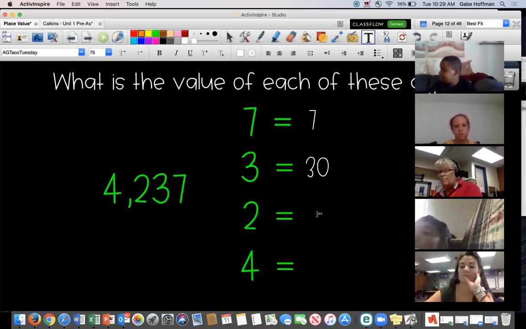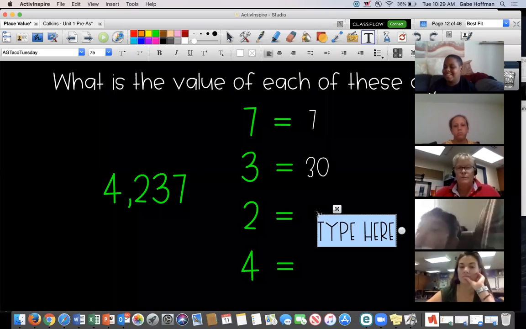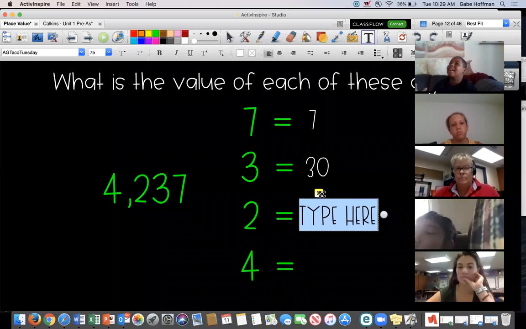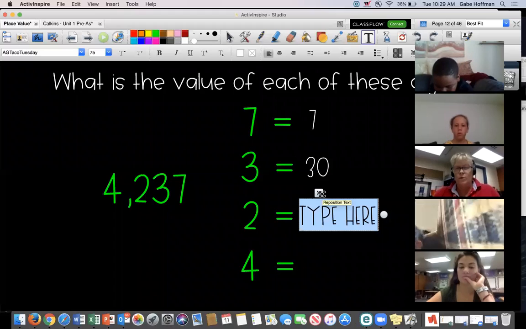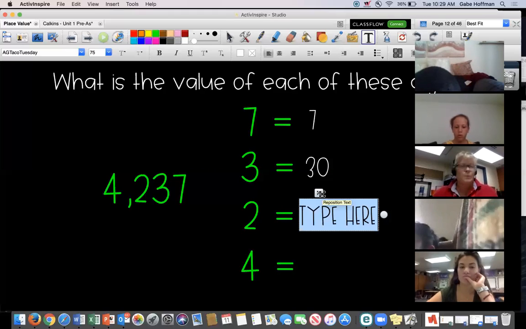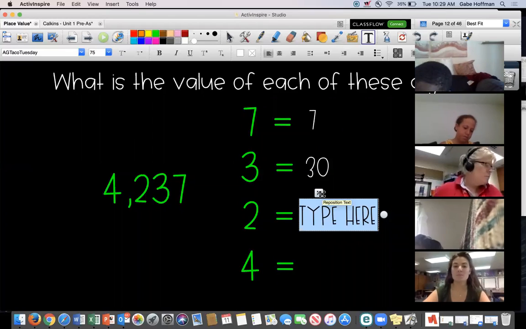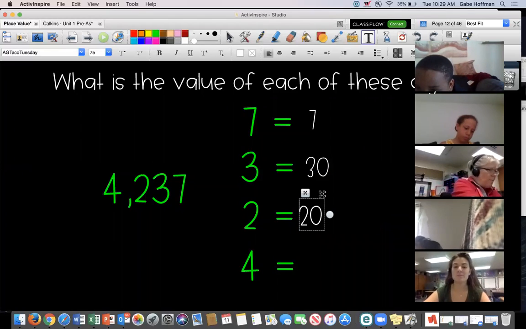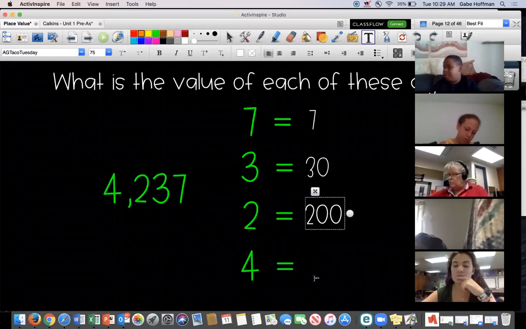The 2 is in the hundreds place. All right, and so what's the value of the 2? The value of the 2 is 100. It's hundreds, so if there's 2 of them, what is it worth? The value of the 2 equals 200. Very good, thank you. 200. 2 in the hundreds place means there's 200.